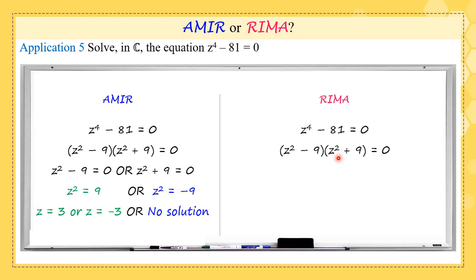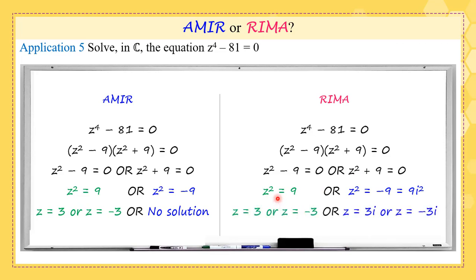She factorized using difference of two squares. She said that the first factor is 0 or the second one is 0. For the first factor, she found 3 or minus 3, and for the second factor, she wrote that the squared is negative 9, which is 9i squared. So she found two roots, which are 3i or minus 3i.